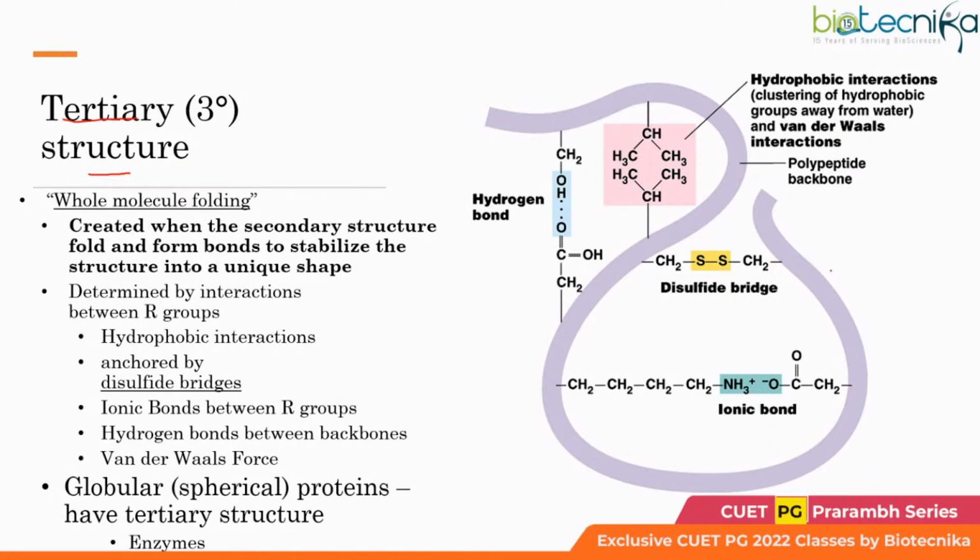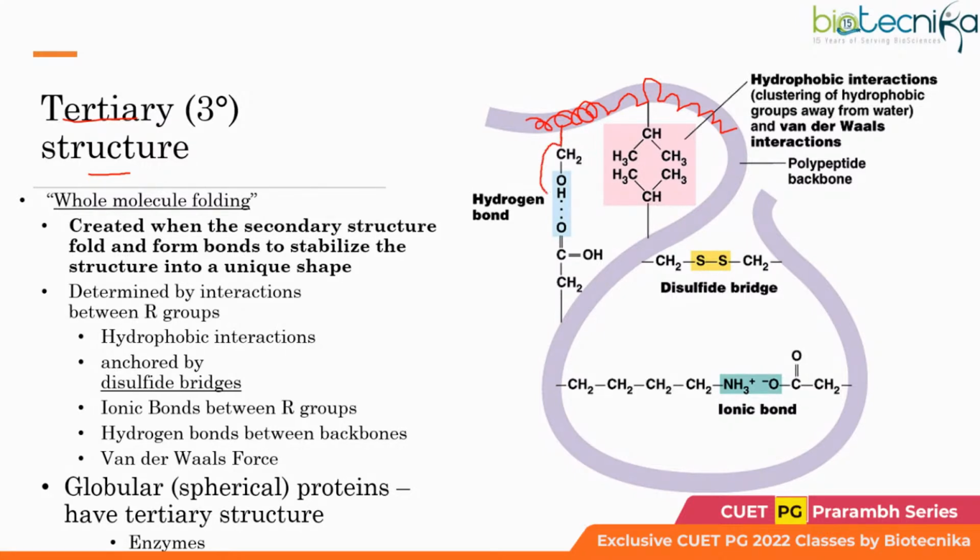Then the tertiary structures will be made. Tertiary structures are made between different parts of the protein. For example, you have, let's say, an alpha helix, then some turns and some loops. From there the R groups are coming out.